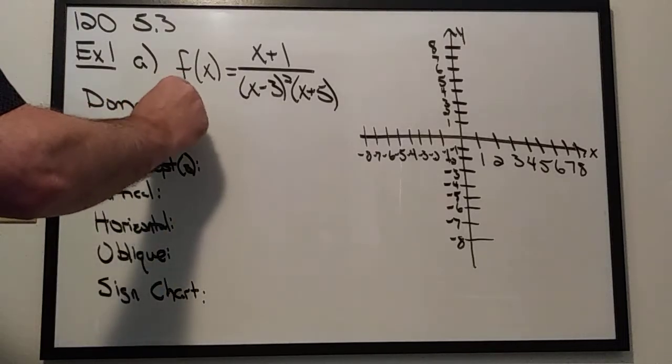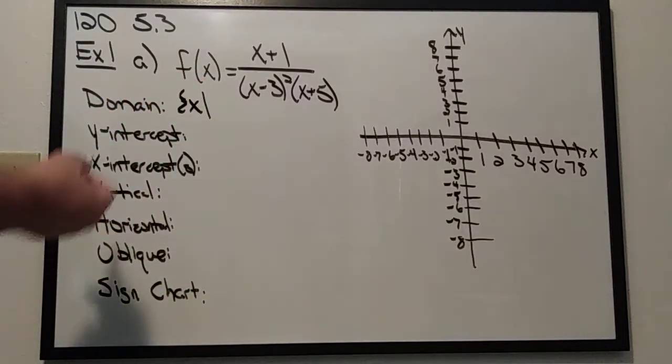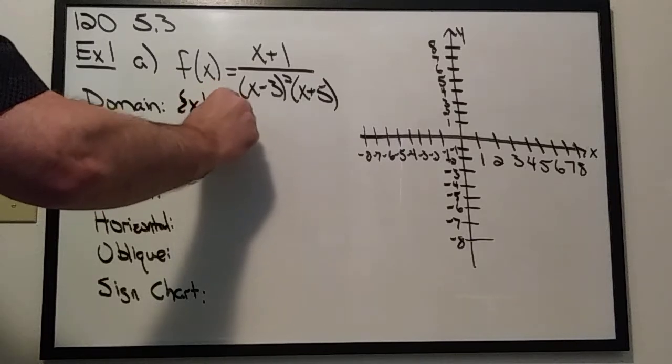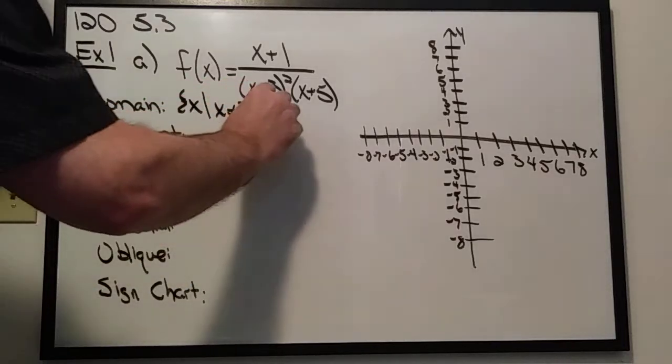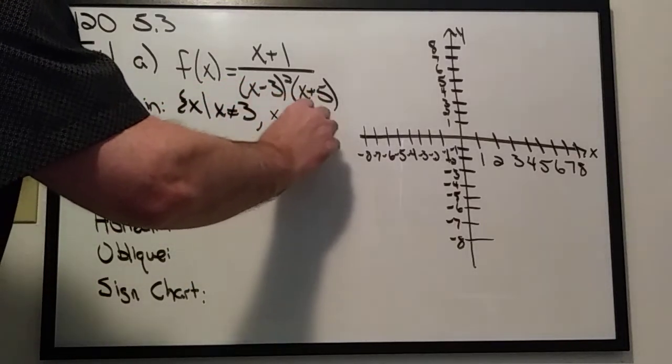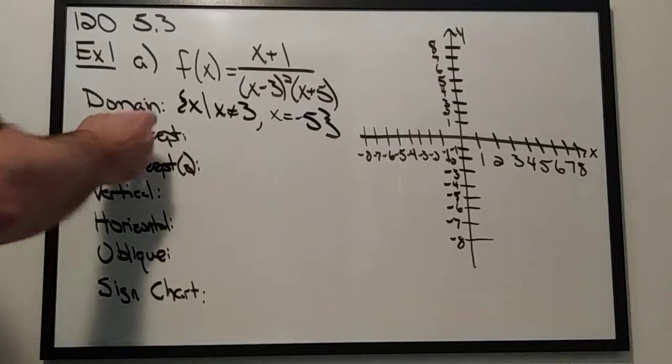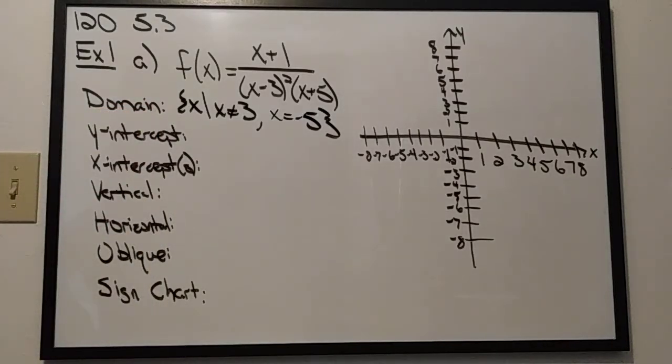So for our domain, we're going to have the set of all x values such that, and you want to say, I don't like 3. And then similarly, as you look at that factor of x plus 5, if the factor is x plus 5, negative 5 is the 0 associated with it, that would make our denominator 0, and we can't play with that either. So the domain, in set builder notation, is the set of all x values such that x is not equal to 3, x is not equal to negative 5.